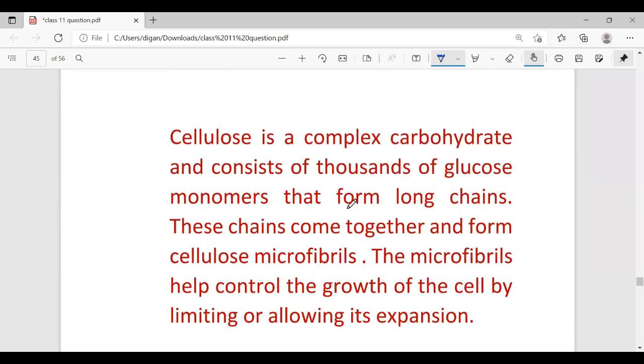Cellulose is a complex carbohydrate and consists of thousands of glucose monomers that form long chains. These chains come together and form cellulose microfibrils. The microfibrils help you control the growth of the cell by limiting or allowing its expansion. Sometimes a 1 mark question may come: how do microfibrils help in the growth of the cell? Then you have to write this last line.